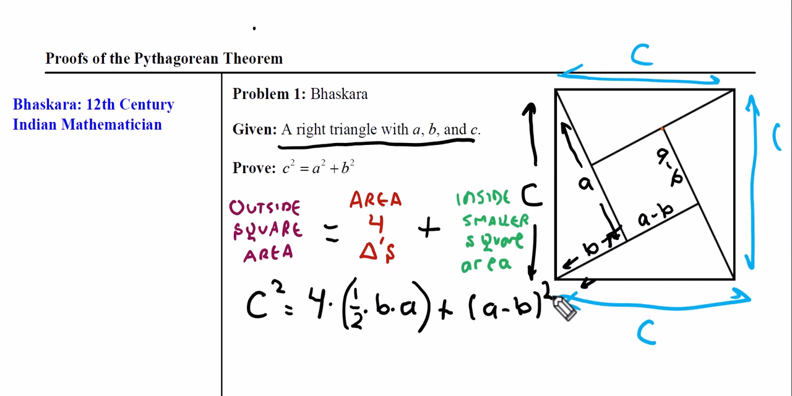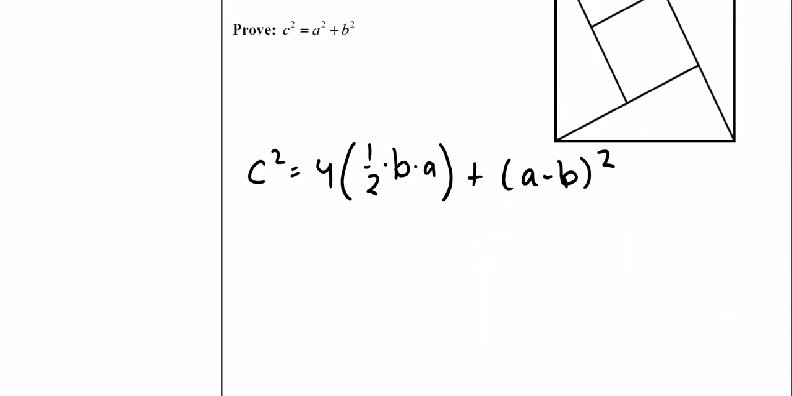And we're going to simplify this. So let's simplify this sum. This ends up being c squared, no big change there. Half of 4 gives me a 2. So that's 2. I'm going to put this in alphabetical order. So 2ab.